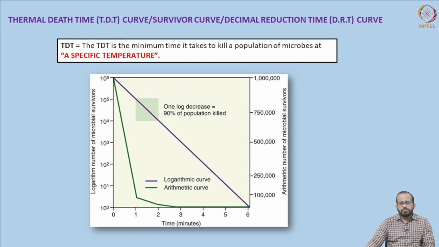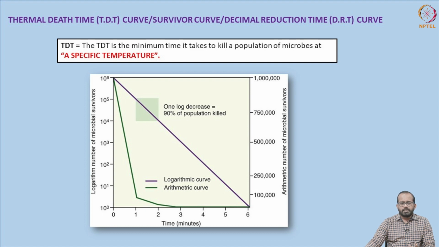Basically, the thermal death time, or TDT, is the minimum time taken to kill a population of microbes at a specific temperature. So it is a minimum time taken. It's a time value. From the TDT curve, we can find out the minimum time required to eliminate a given number of bacteria or a given microbial population at a specific temperature. This is one of the important points that we need to remember.